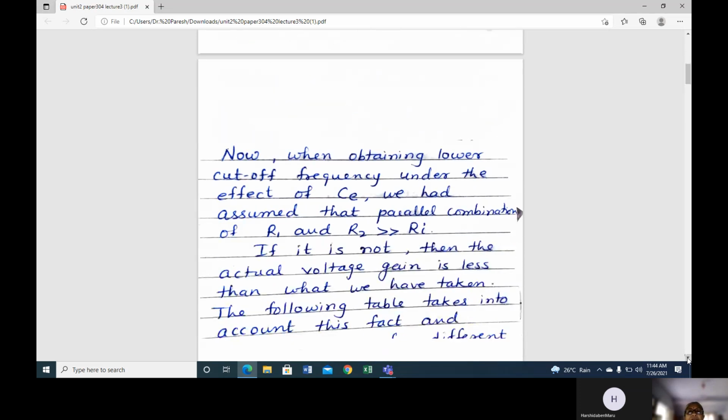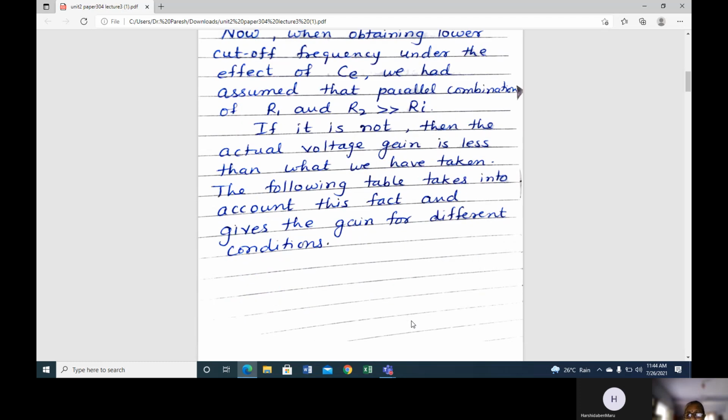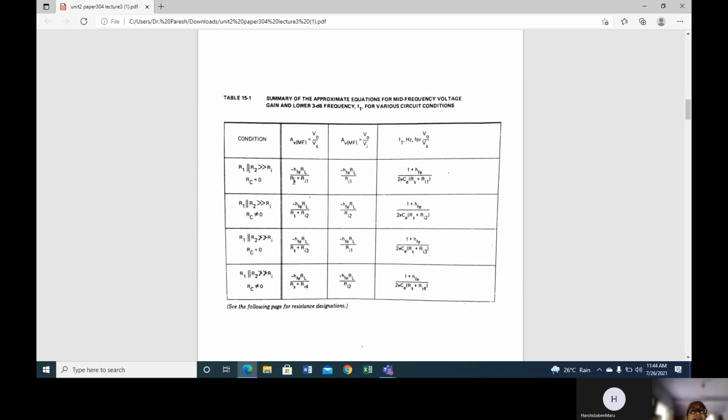When obtaining the lower cutoff frequency under the effect of CE, we had assumed that the parallel combination of R1 and R2 is very much greater than Ri. But if it is not, then the actual voltage gain is less than what we have studied, right? And the following table takes into account this fact and gives the gain for different conditions. See here, this table is given in the textbook, and it's a summary of the different conditions. The different conditions are R1 parallel to R2 is very much greater than Ri, and RC is equal to 0. Now what is this RC?